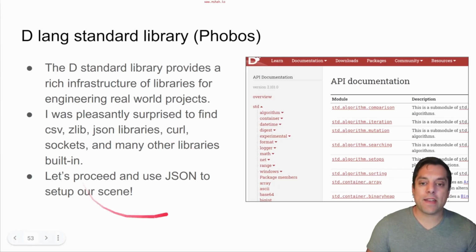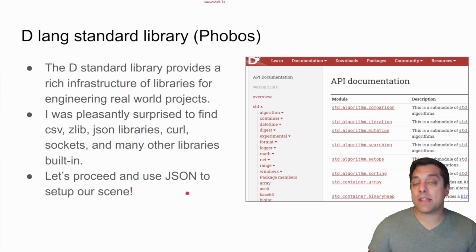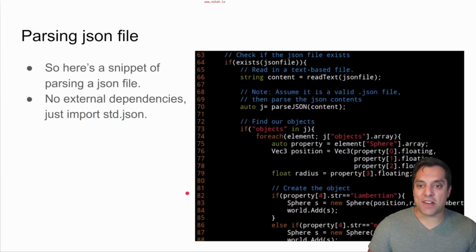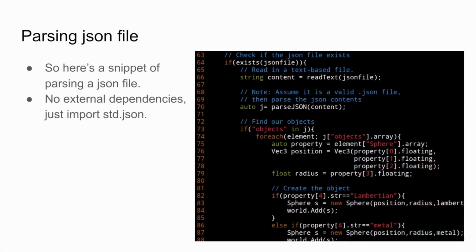But what I want to go ahead and do is proceed a little bit and use JSON to set up our scenes here. That'll make things a little bit easier to iterate on. So here's a piece of code just playing around with JSON. And again, no external dependencies. It's just here in the D programming language for me to use. I just import std.json, and then I'm able to parse files that I've read in as text. You can see me reading in the text at line 66 and parsing it at line 70.